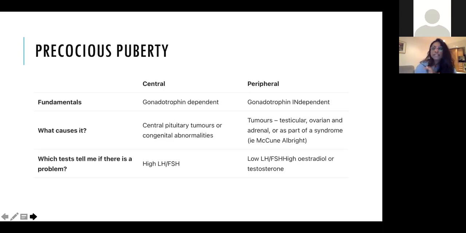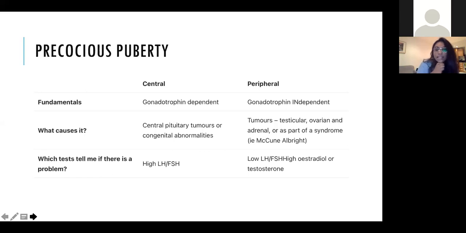And what does this cause? In terms of blood tests, you need to know what you're looking for. This is what I like to do, because if I don't know what I'm looking for, then I have results in front of me and I don't know what to do with them. With central causes, you essentially have high luteinizing hormone and follicle stimulating hormone, because you have increased gonadotrophin releasing hormone.